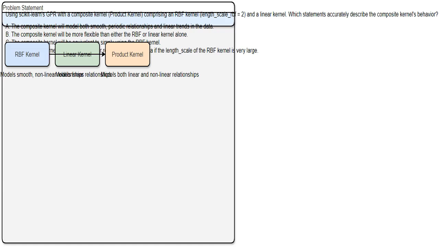Since the product kernel combines a linear kernel, straight lines, and an RBF kernel, curves, it can capture data that has both straight line trends and curved patterns simultaneously. This flexibility allows for a more accurate fit to complex data. It's like having a toolbox with both a ruler and a flexible curve. You have the right tool for every aspect of the job.